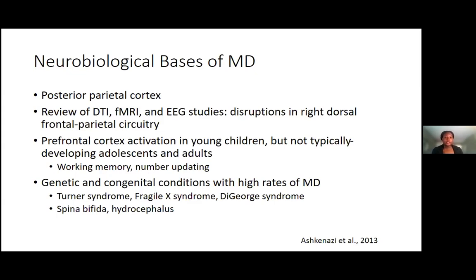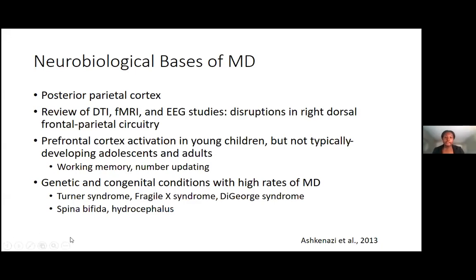And it's thought that what that's reflecting is that as one becomes more proficient with math skills, we rely less on recruitment of our executive functioning skills, such as working memory, for things like updating our numbers while we're working problems.